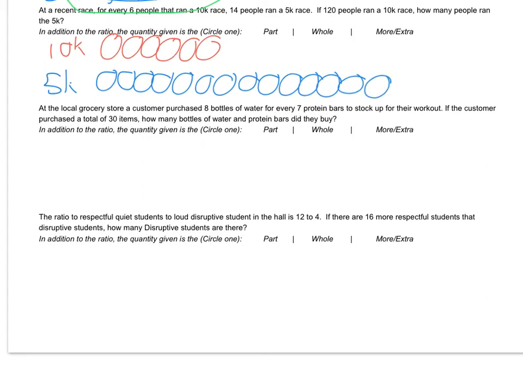All right. And then it says if 120 people ran a 10K race, how many people ran the 5K? So 120 people ran the 10K. This is how many people ran the 10K. So we have 120 people right here. And we need to divide that up into the 1, 2, 3, 4, 5, 6 groups. So divided by 6. And that's going to be 20. 20 in each.